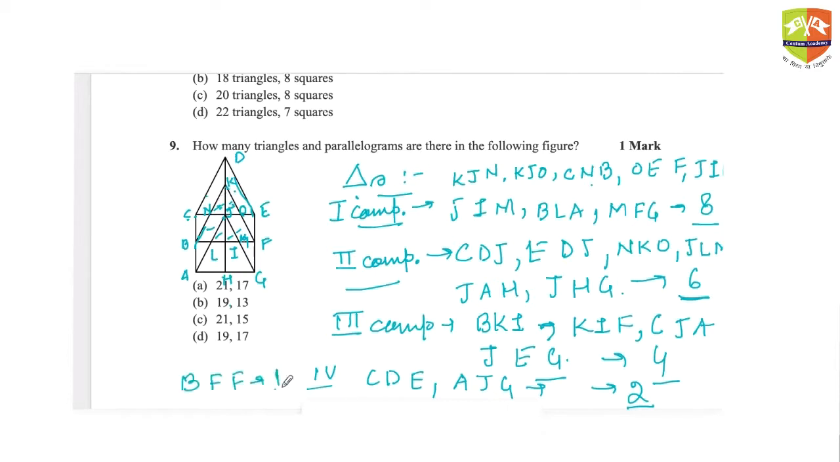So this is one of them. So maximum, how much am I getting here? I am getting 21. I have not counted the parallelogram. So 21 is the right number of triangles. I hope you all understood it.